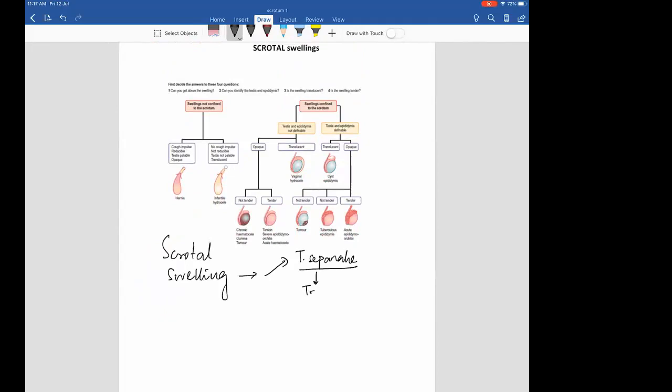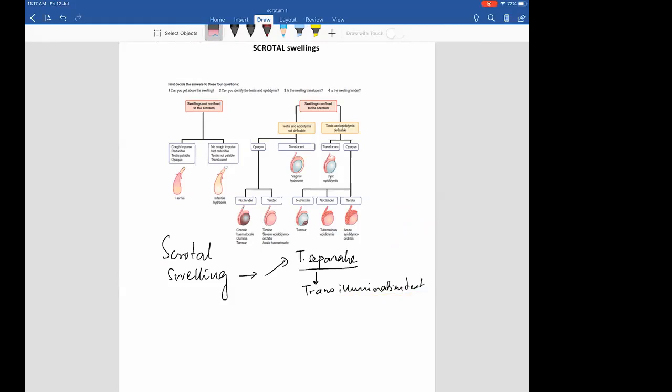third test called the transillumination test. Transillumination means you're shining a torch in a dark room. Remember two words: torch, and the next word, dark room. Please remember this. In examination time, you usually do the first one and forget the next one. Now, the transillumination test is going to distinguish if the swelling is separate from the testes.